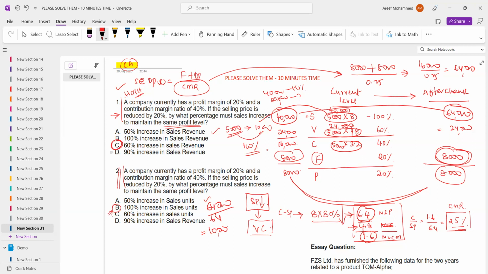So that is one thing. Second thing is, when selling price is changed, it does not affect variable cost per unit. It also does not affect total fixed cost. This is the basic conceptual understanding. If we are changing this, what is happening?